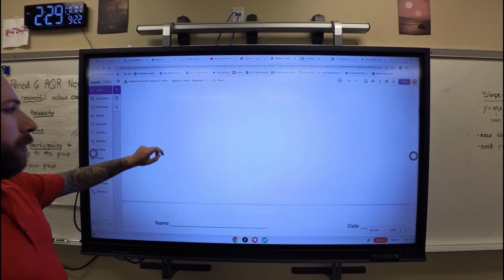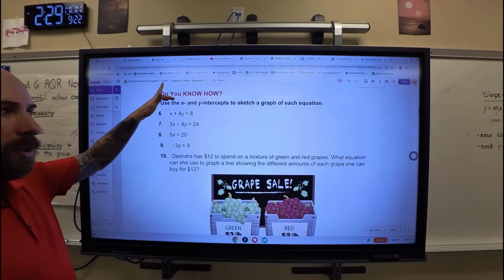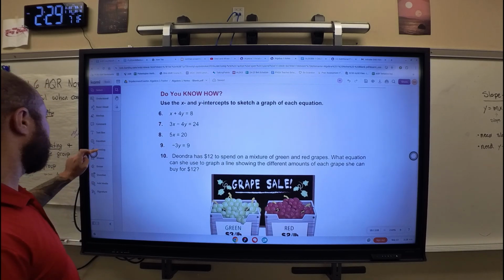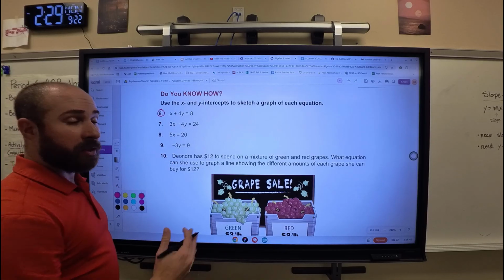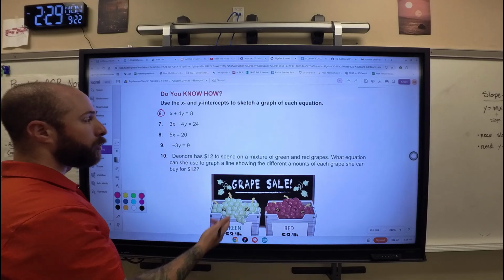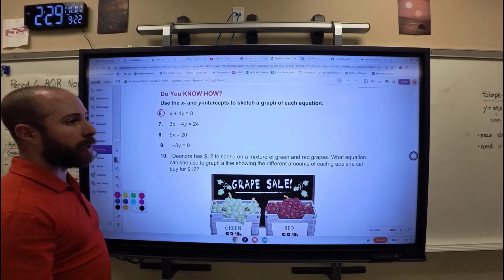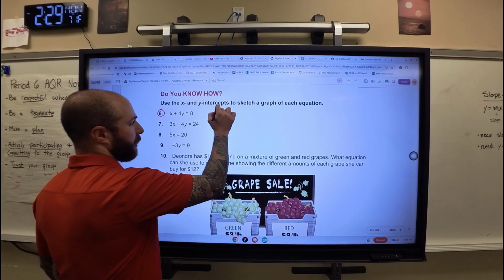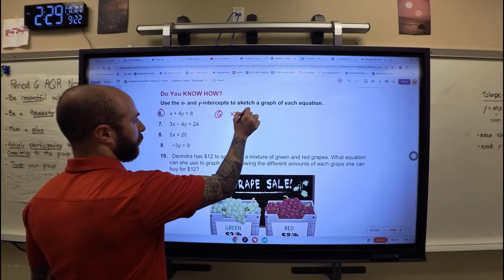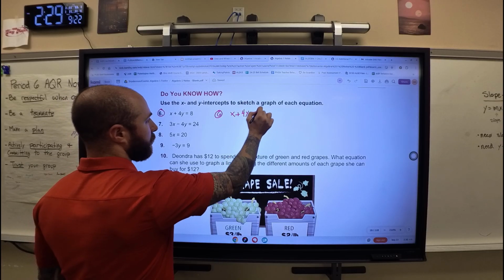Okay, let's flip on over. That was page 40. This is on page 42. Let's take a look at question 6. Same thing as the first question that we did here. We're using our x-intercept and our y-intercept in order to make our graph. So if we look at 6, x plus 4y equals 8.